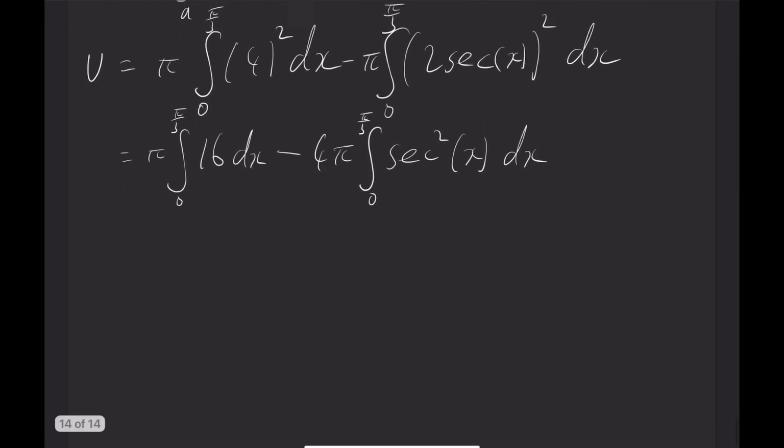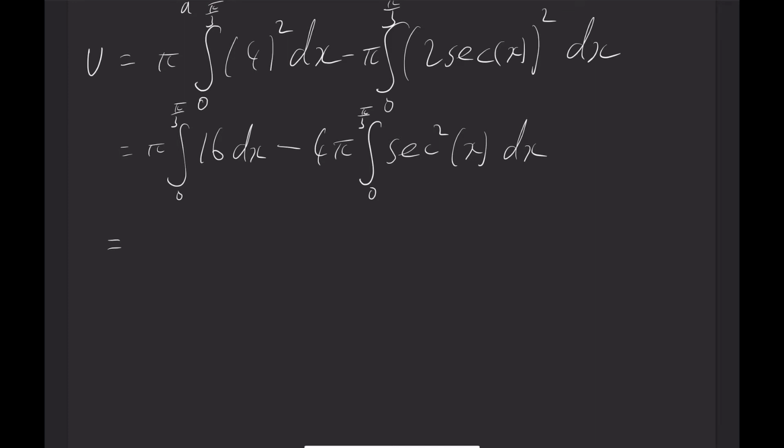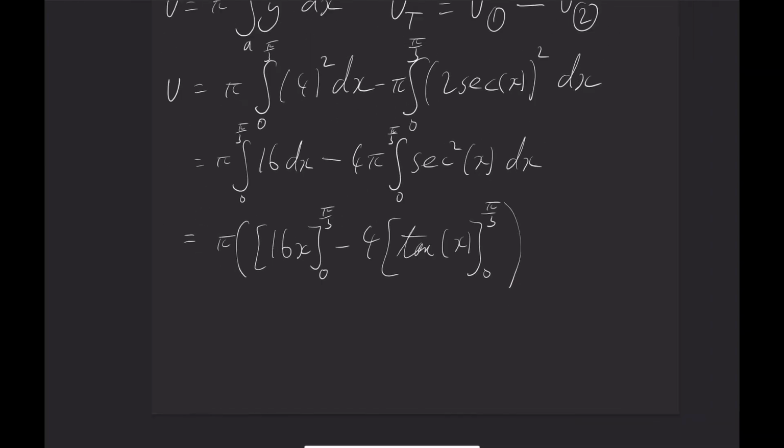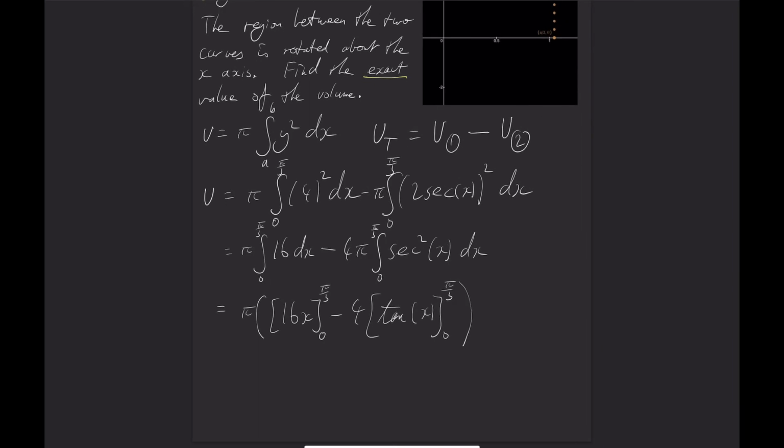So my volume is equal to pi times, so I'm taking pi out as a factor completely, and I'm going to get the antiderivative of 16, which is 16x, evaluated from 0 to pi on 3, minus 4 times the antiderivative of sec squared x, which is tan of x from 0 to pi on 3, and that's what I'm evaluating here. Okay, let's shrink all of this down so we can get this onto one page.